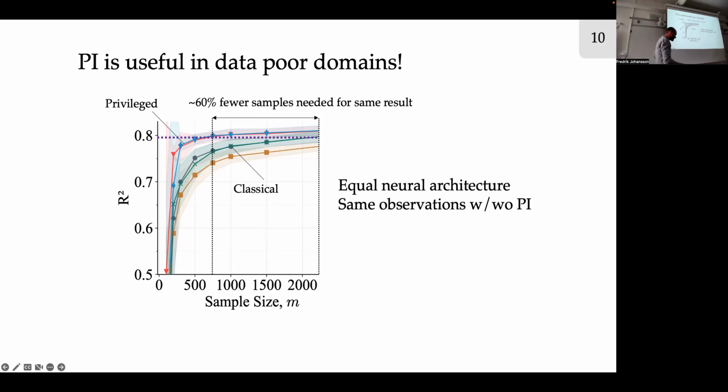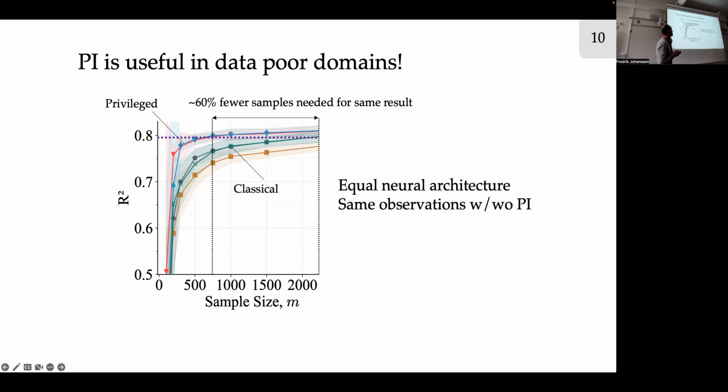So this is for the same hypothesis class. We're using the same architecture to learn this. These are with neural networks, we'll see later on. We have the same exact observations, not just the same number, but the same exact observations, except for one of them we throw away the privileged information, for one of them we don't.